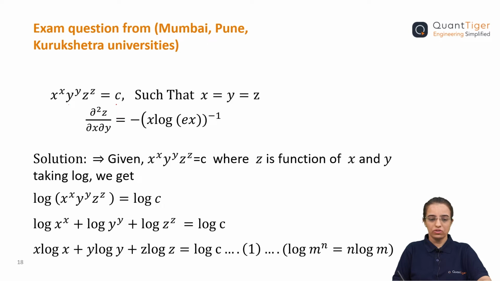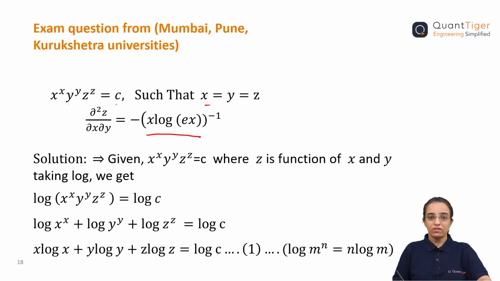C is nothing but a constant, such that x is equal to y is equal to z, meaning all these variables are equal. Then what we have to prove is del square z upon del x del y is equal to this whole term, which is minus x log e x raised to power minus 1, and it has a minus sign also. Okay, so let's start with the solution.